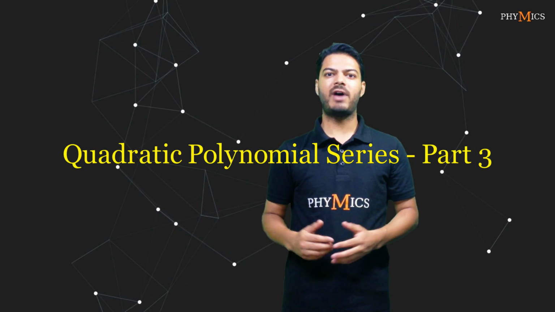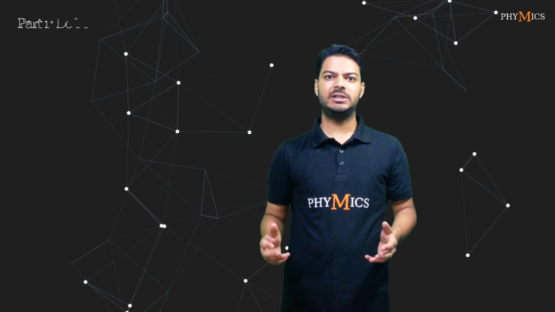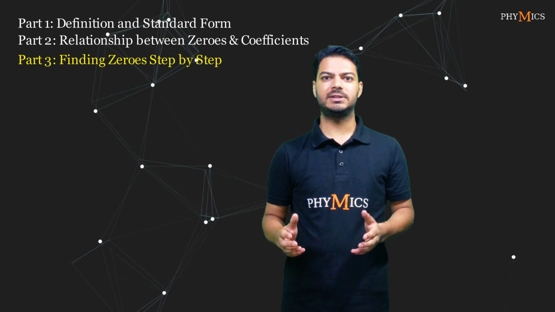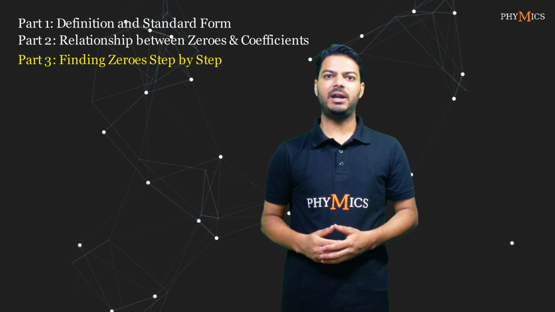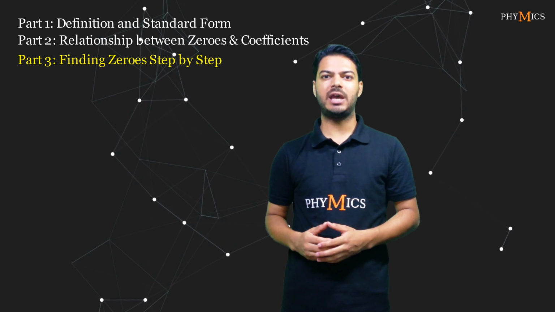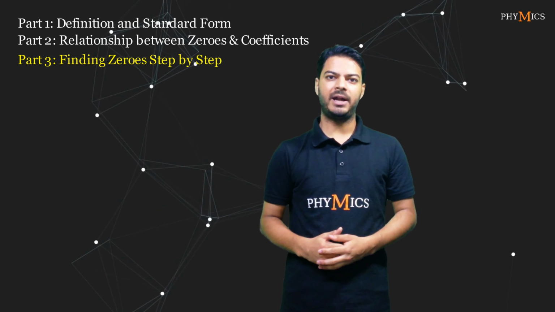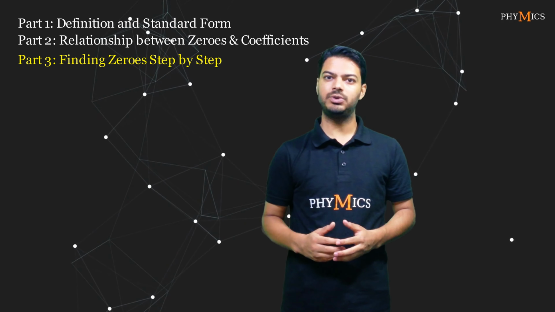This is part 3 of our quadratic polynomial series. In the first part, we have learned what a quadratic polynomial is and its standard form. In the second part, we explored the relationship between zeros and the coefficients. And today, in the third part, we will finally learn how to solve these zeros step by step.